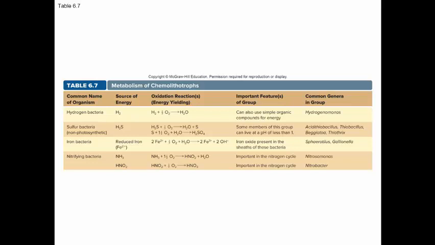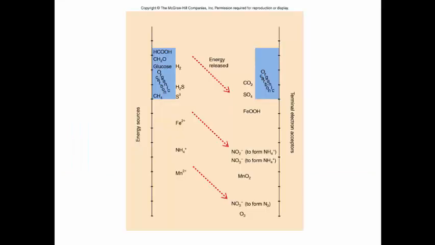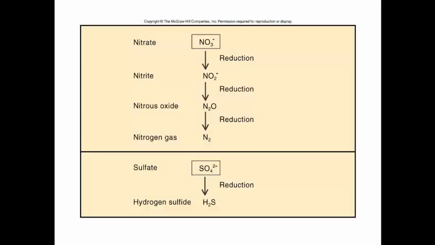And these fall into four general groups with respect to their energy source: hydrogen bacteria, sulfur bacteria, iron bacteria, and nitrifying bacteria, and they basically use either ammonia or nitrate. The energy extraction depends on the sources of energy and the terminal electron acceptor. That said, you can see this also on the chart the same way, okay?